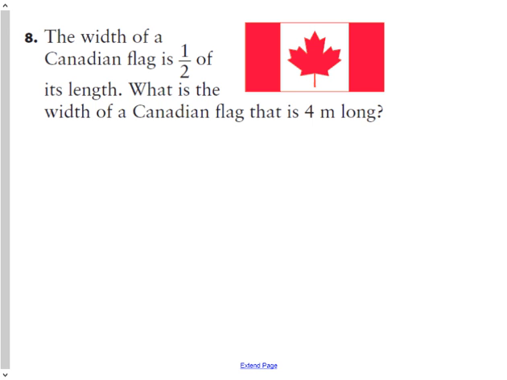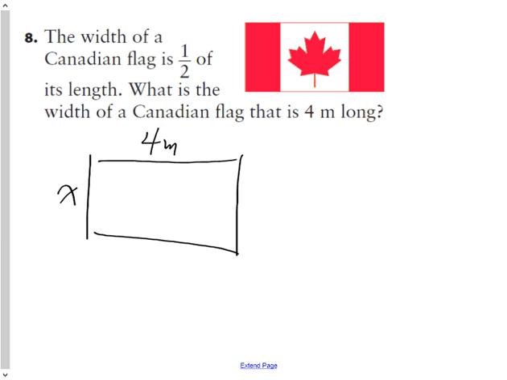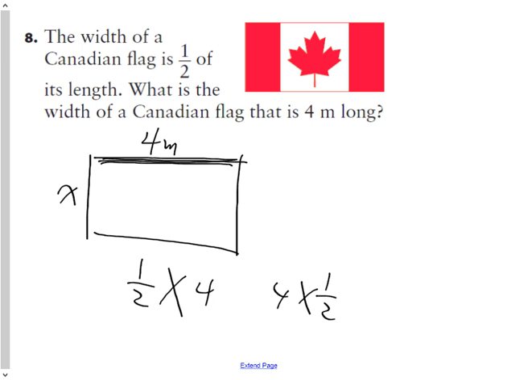Question 8 says the width of a Canadian flag is half of its length. If the length is 4 meters long, how wide is the flag? So really what we're asking is, if the width is half of this, well, we're used to seeing the whole number first when we model it. We know that we can model it this way.